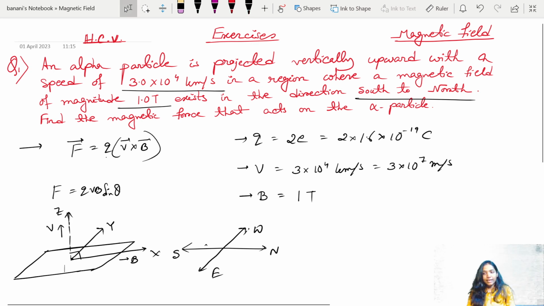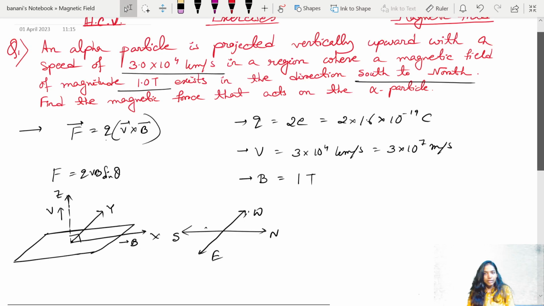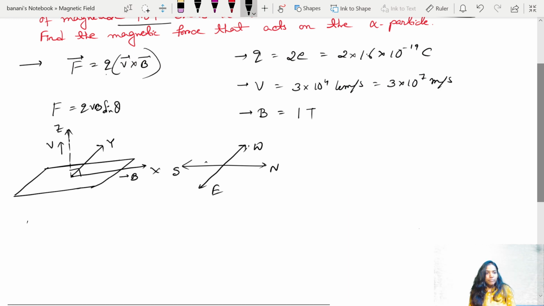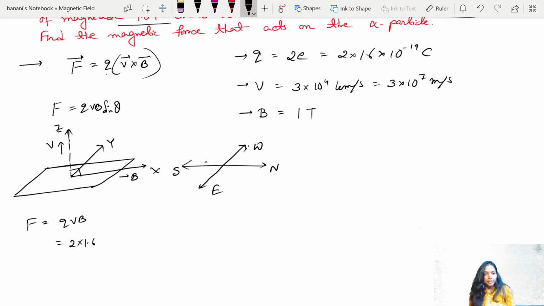So we can get the magnitude of the magnetic force, that will be simply F = QVB. That means 2 × 1.6 × 10^-19 × V, that is 3 × 10^7, and 1. It comes to approximately 9.6 × 10^-12 newton, in SI units.